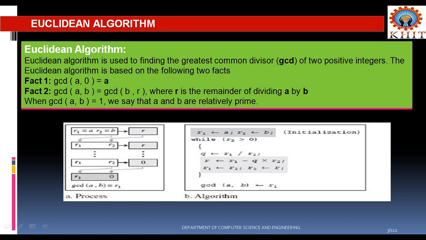Fact one is GCD of a comma 0 is always a, and fact two is GCD of a comma b is equal to GCD of b comma the remainder after dividing a by b. Suppose when we have GCD of a comma b equal to 1, then we can say that a and b are relatively prime. This is the Euclidean algorithm.